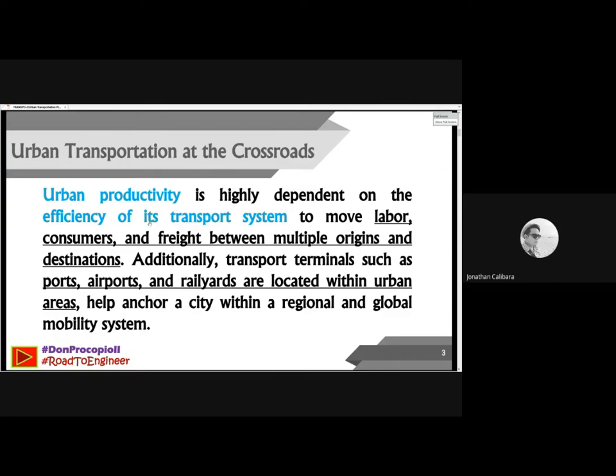And next, we have freight. Freight is a system wherein you need a terminal where you will be able to see if other people are coming to the city. For example, if people are coming from Manila, Cebu, or Davao, and this freight system is not connected to the urban area, it really gives us lesser value.